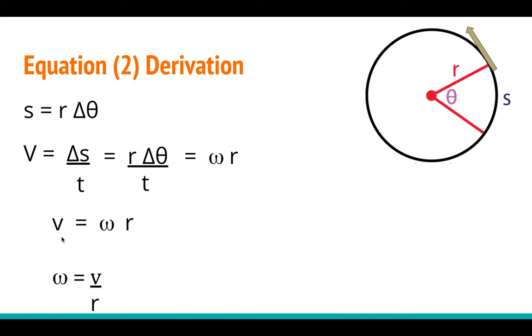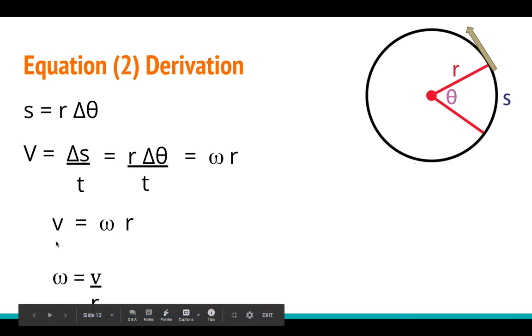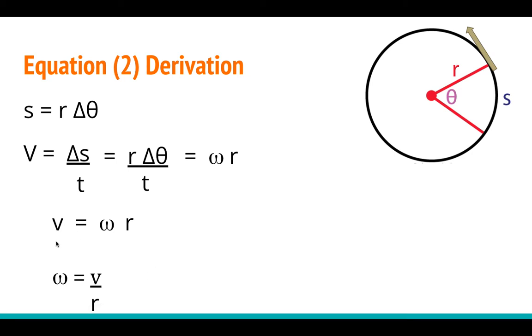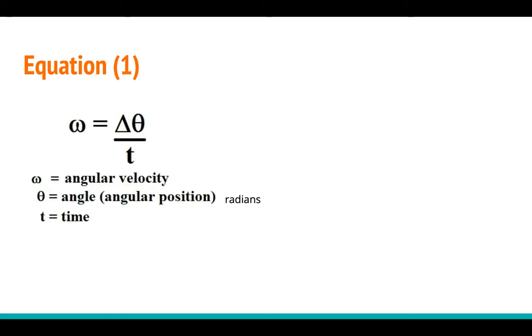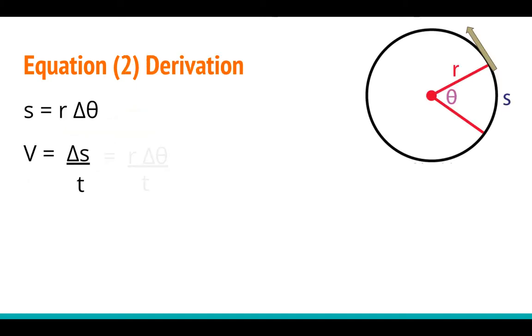Here are the equations. We have three total. V equals omega times r. Omega equals V over r. And omega is delta theta over time. All right, so let's take a look at a few examples where we've used these relationships.